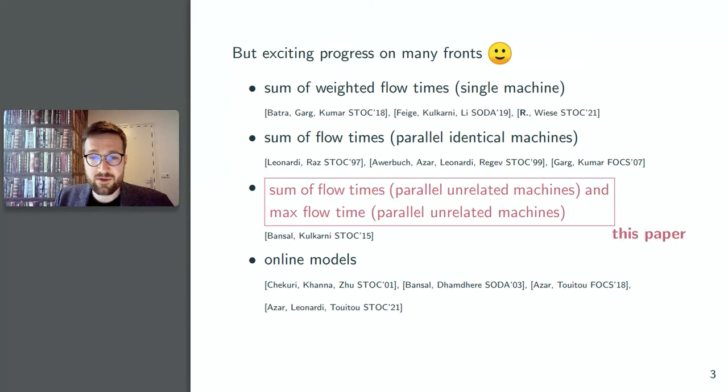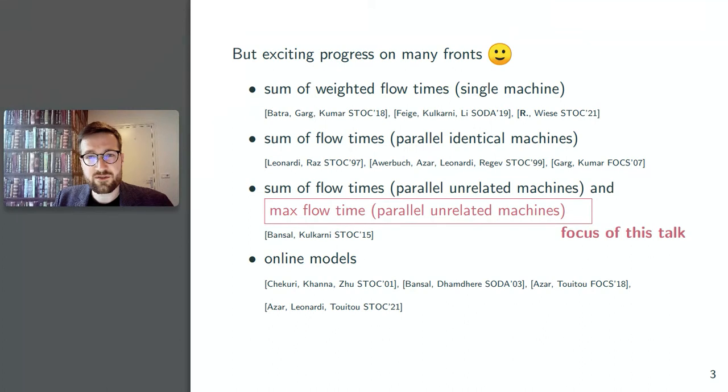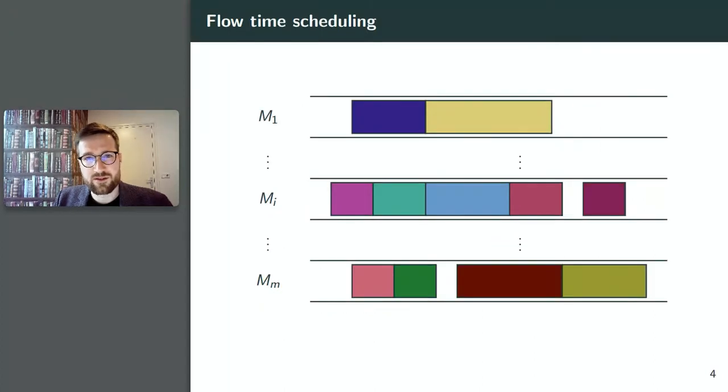In this paper, we look at the flow time objectives on unrelated machines, and we obtain new guarantees for both cases. And for this talk, I will focus mostly on maximum flow time, but many of the ideas apply in a similar, slightly more involved way also to the objective of minimizing sum of flow times. So let me formally introduce the problem.